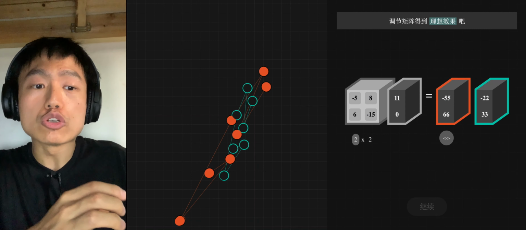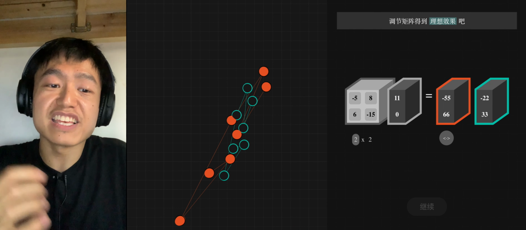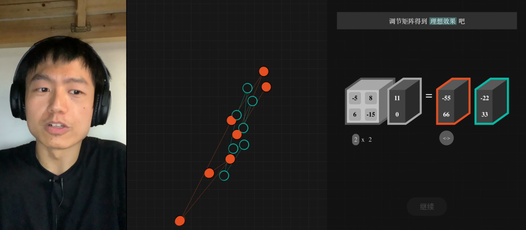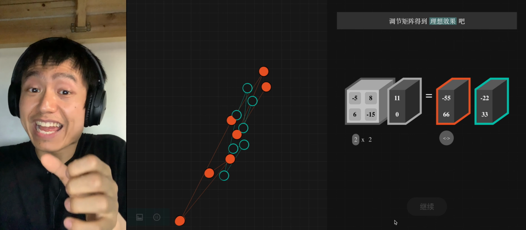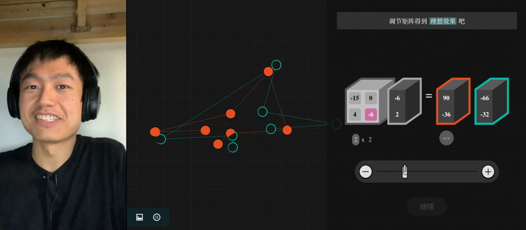Now, I'm going to change the matrix so that this orange solid circle can be moved into a cyan hollow circle.